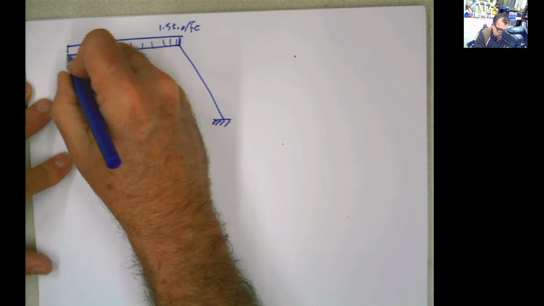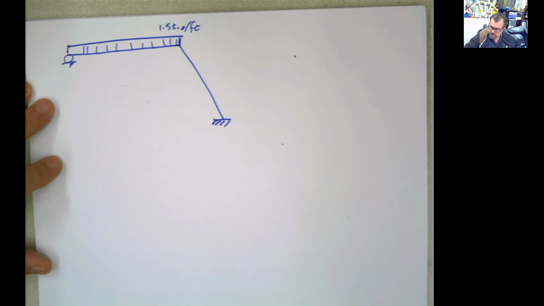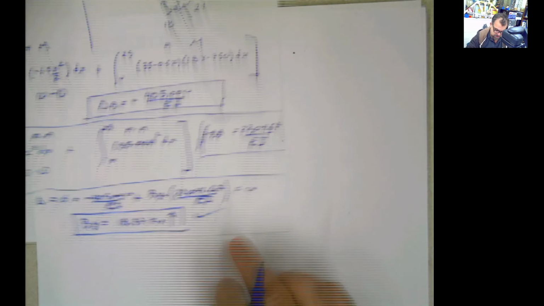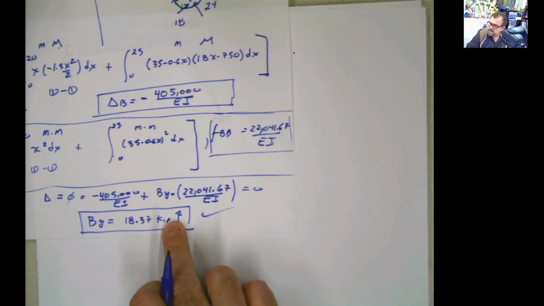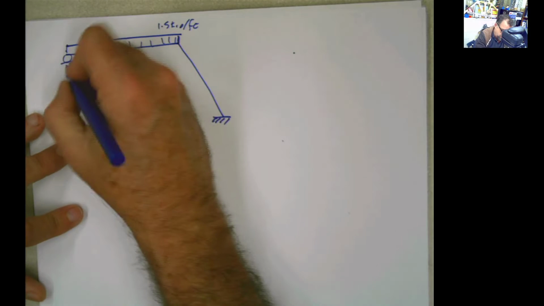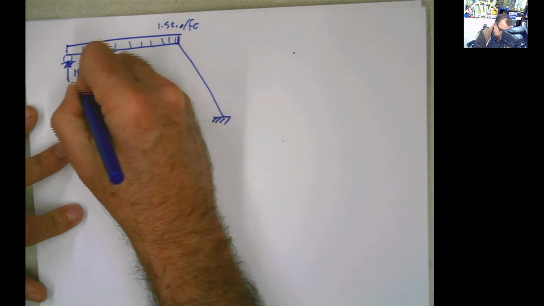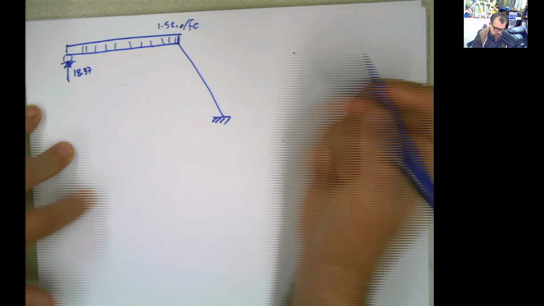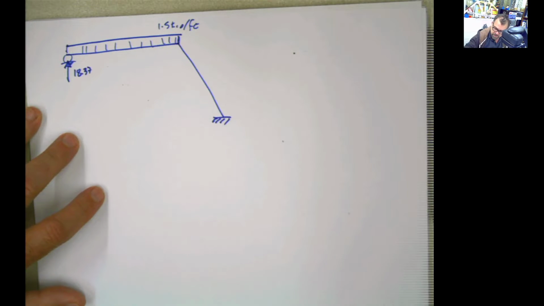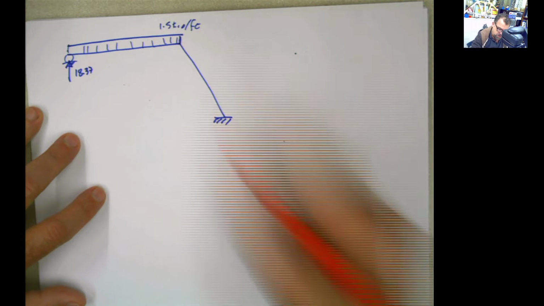But now this is a roller, and I know the reaction. I just calculate that reaction. This reaction was 18.37, so I'm going to put that reaction here, 18.37, which I know. And my problem is basically how much is this value.